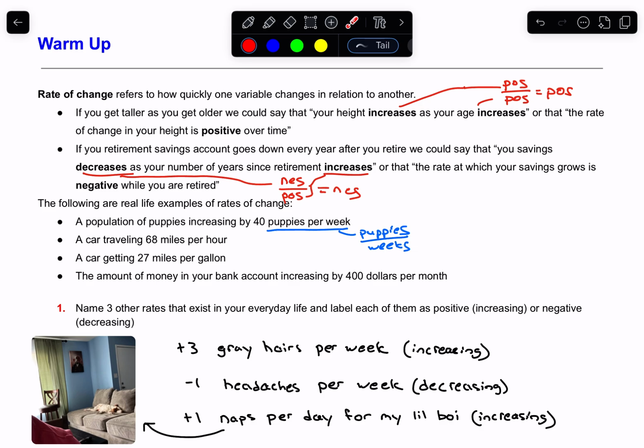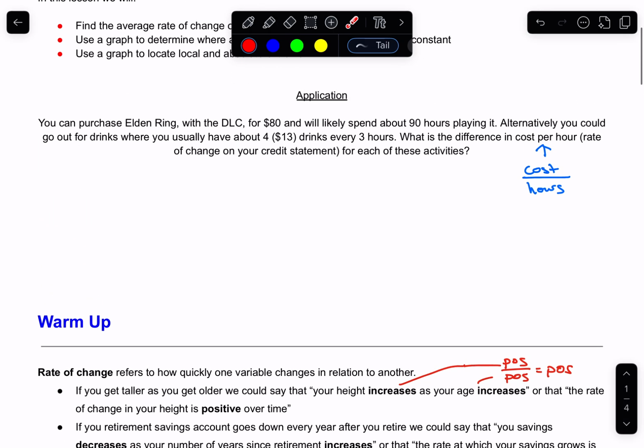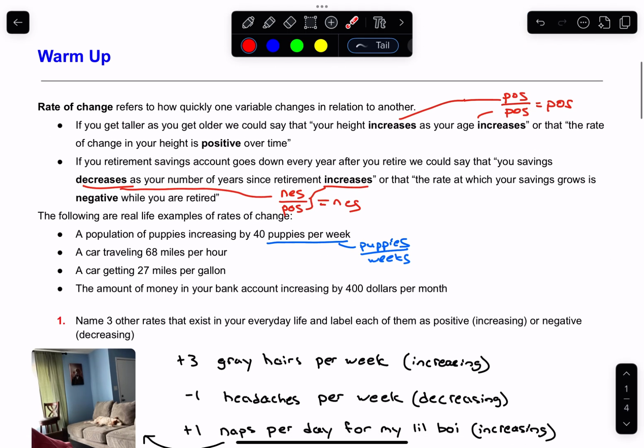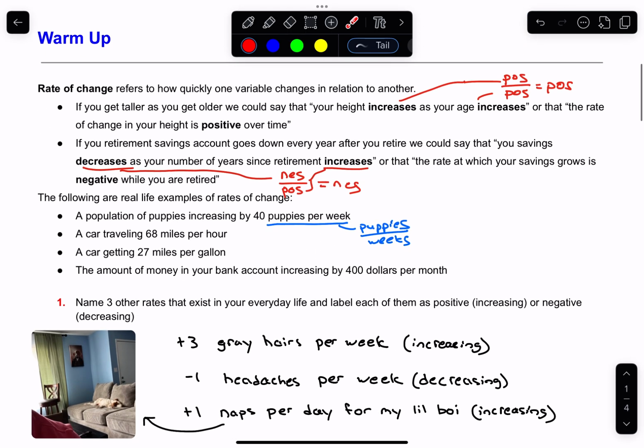A car traveling could be going 68 miles per hour. Notice over here for puppies per week, I wrote puppies divided by weeks. On the previous screen, you might have noticed cost per hour, I wrote cost divided by hours. A lot of students don't realize this when we first start talking about rate of change, but when we say miles per hour in real life, we really just mean miles divided by hours, and that simplifies to be how many miles we go in 1 hour on average.